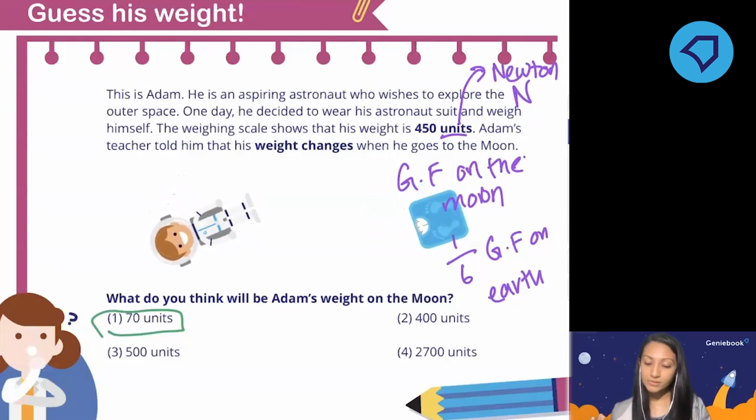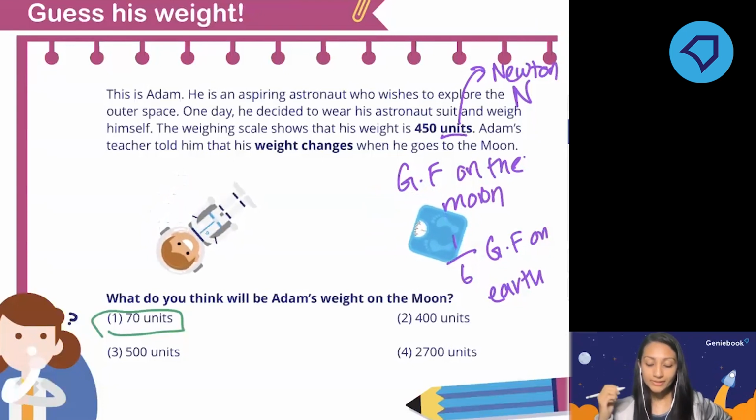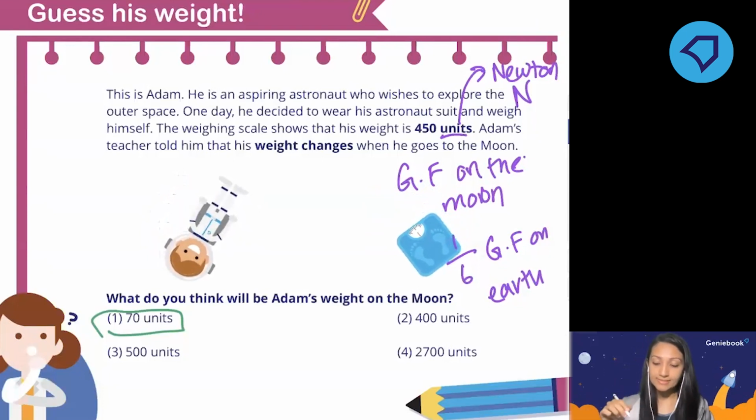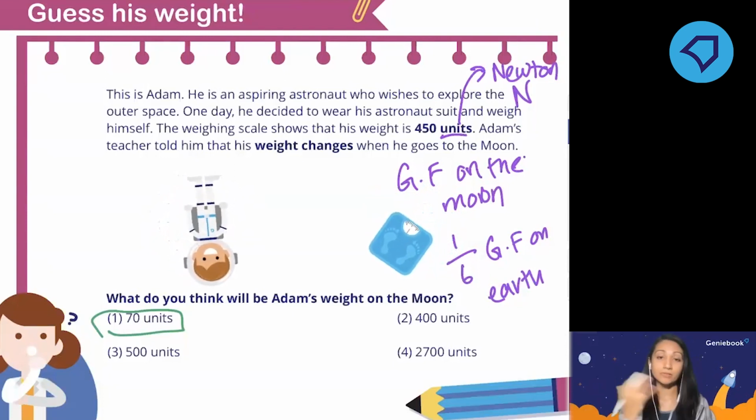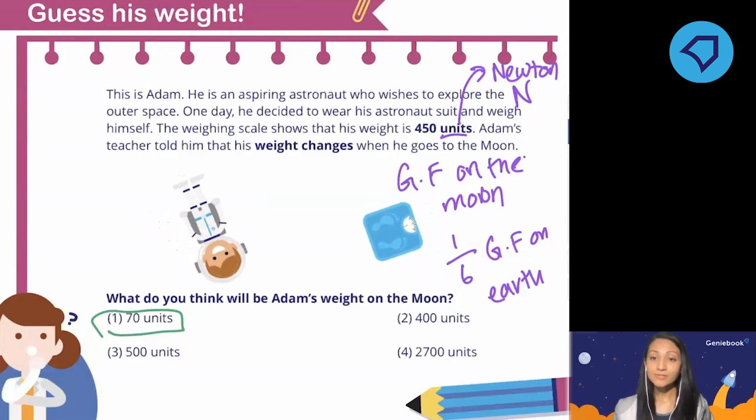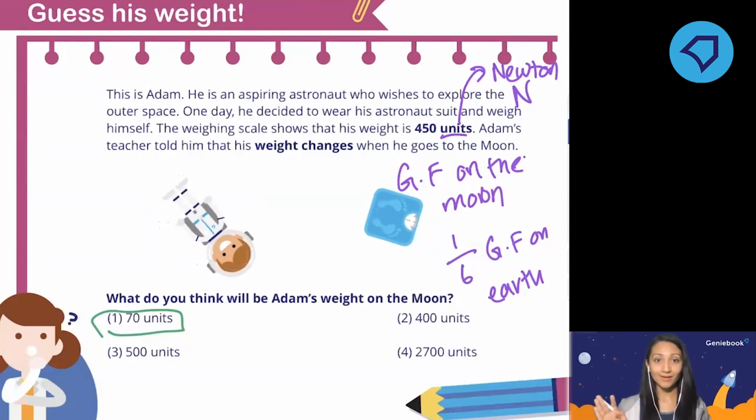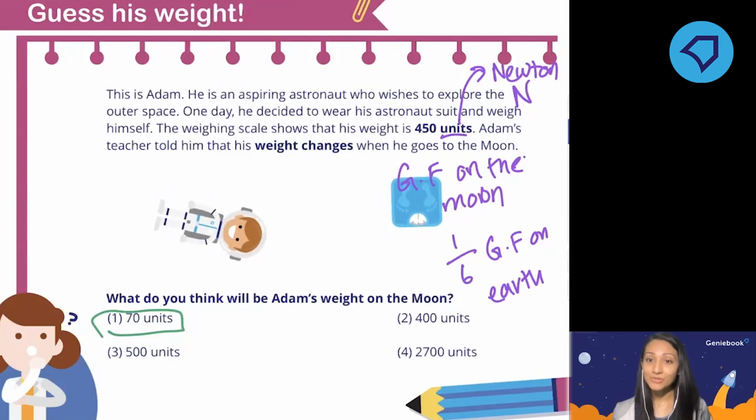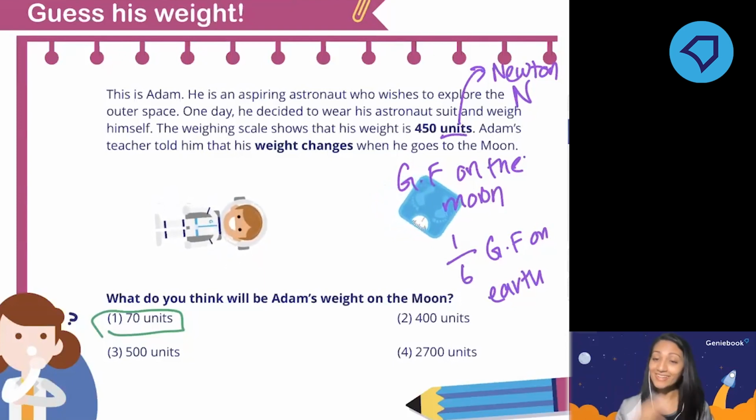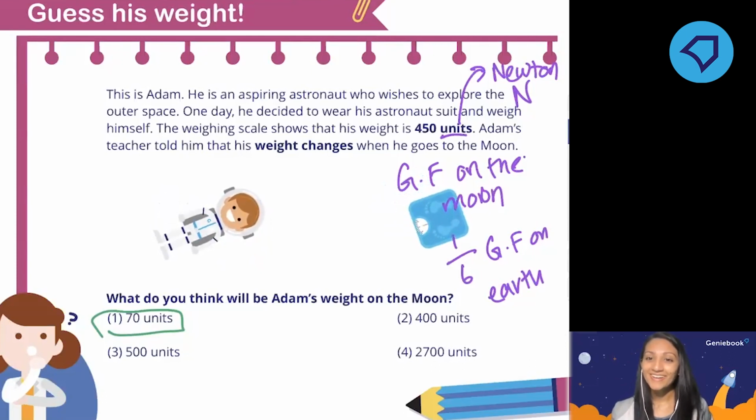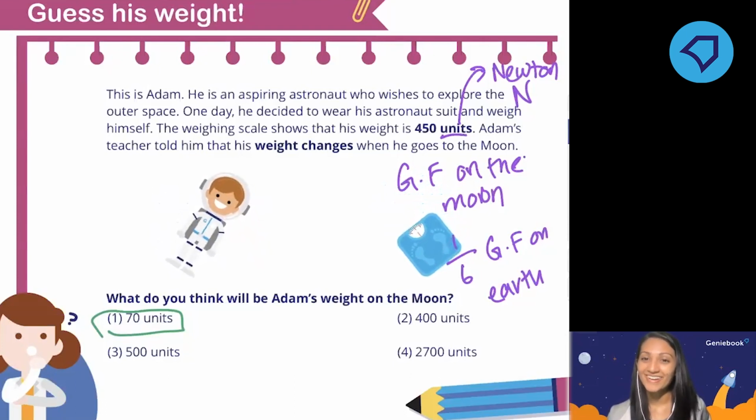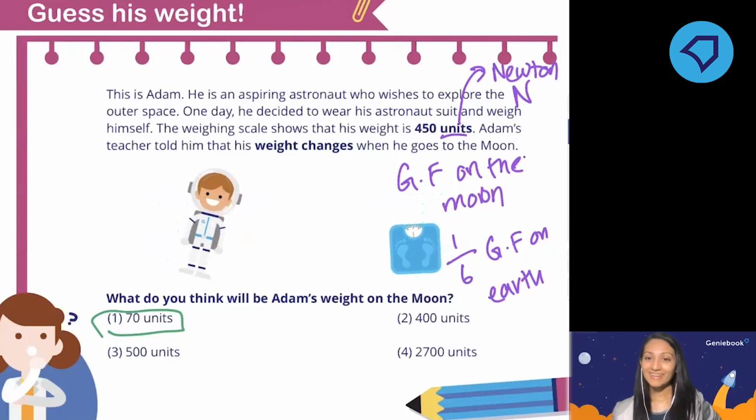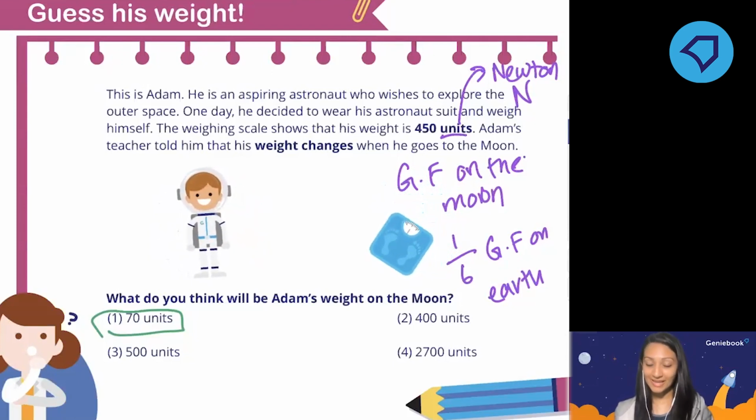So essentially, his weight on the moon should be 1/6. So you take about 1/6 times 450. Actually, the answer is 75, but you know, plus minus here and there, it's around 70 units. Yes. Okay, so you will learn more about Newton when you take science in secondary school. They will give you more information on that. But for now, just need to know that it is the units in general. Is Newton named after Isaac Newton? What do you think? Yes. Okay. All right.